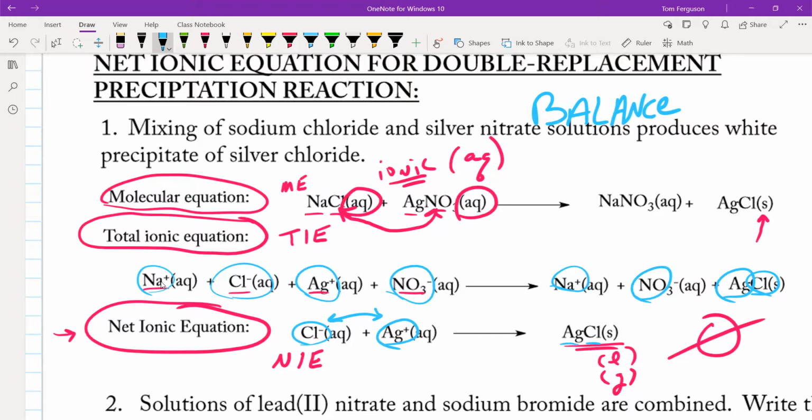Now, there's a lot of little parts here you have to pay attention to. Make sure you have the status. Is it aqueous? Is it a solid? Is it a liquid or gas? That has to be specified per ion. Also, the charges need to be specified as well. Now notice there's no charges in the solid, only if it's aqueous.